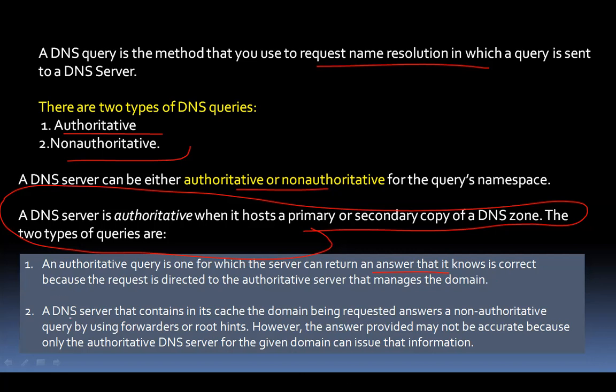And next, what will happen? A DNS server that contains in its cache the domain being requested answers a non-authoritative query by using the forwarder or root hint. However, if it is non-authoritative, the information it gives in answer to the query may not be accurate or proper. So this is the difference between authoritative and non-authoritative. If it is authoritative, then it has to answer properly.